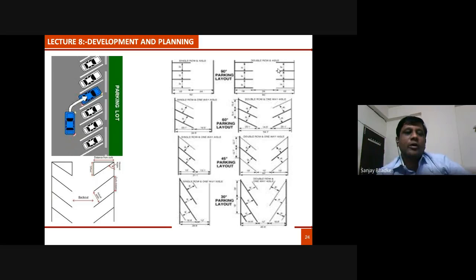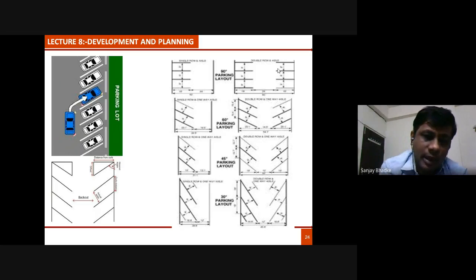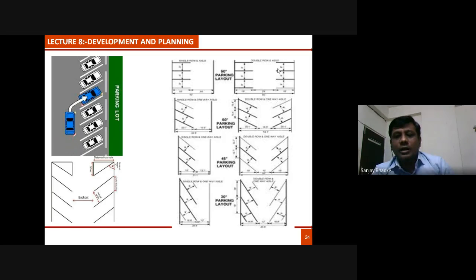So as per the requirement, as per the width of the road, as per the requirement of the area, we are providing various types of parking. So here the 60-degree parking layout is shown, the 45-degree layout is shown, and the 30-degree parking layout is shown.